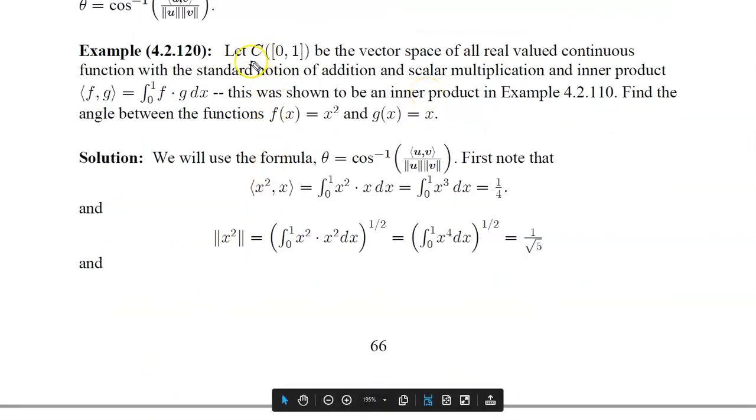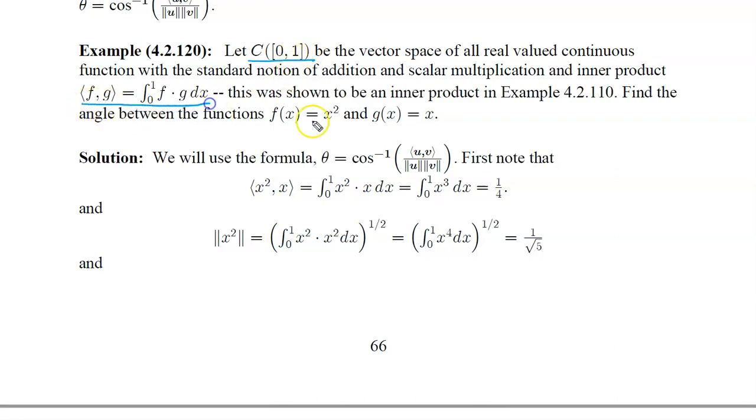So here, let's let V be the vector space of all continuous functions on the interval from 0 to 1, with this notion as our inner product that we had seen before. Let's find the angle between these two functions using this definition as our inner product. All right, so all we have to do is use this formula right here.